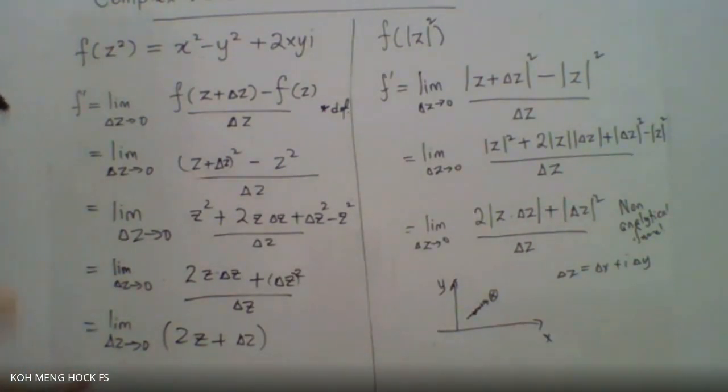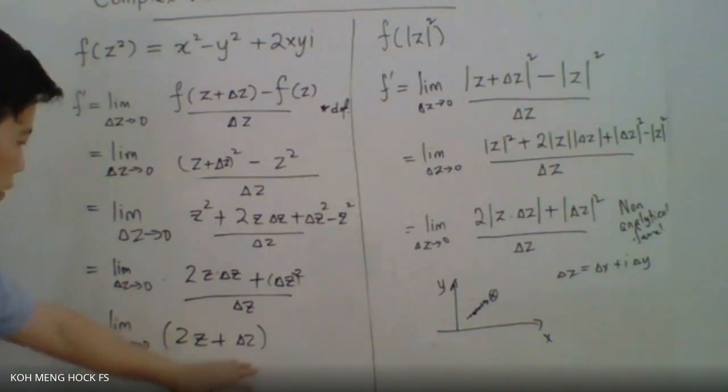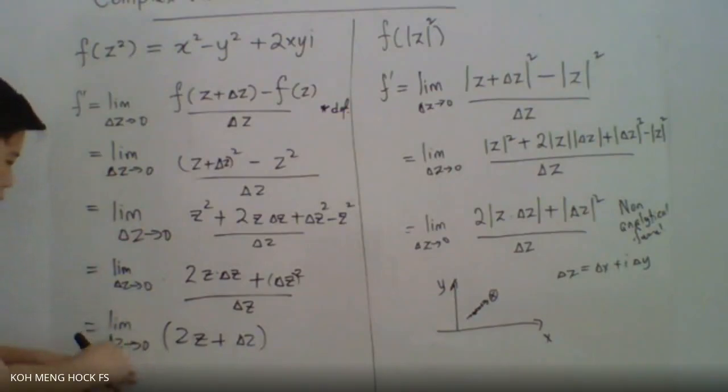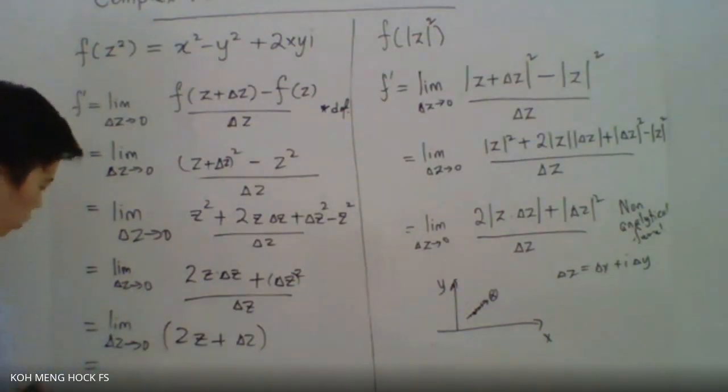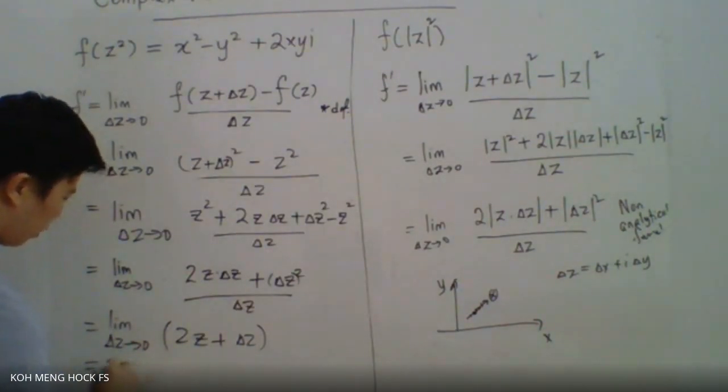Yes, very good, Faris, thank you. So here you see, after I simplify, earlier I forgot one. I have 2z plus delta z. Okay, I have a plus delta z here. So now when I say limit delta z tends to 0, you can see that this one is going to be vanishing. So I will only have 2z at the end.